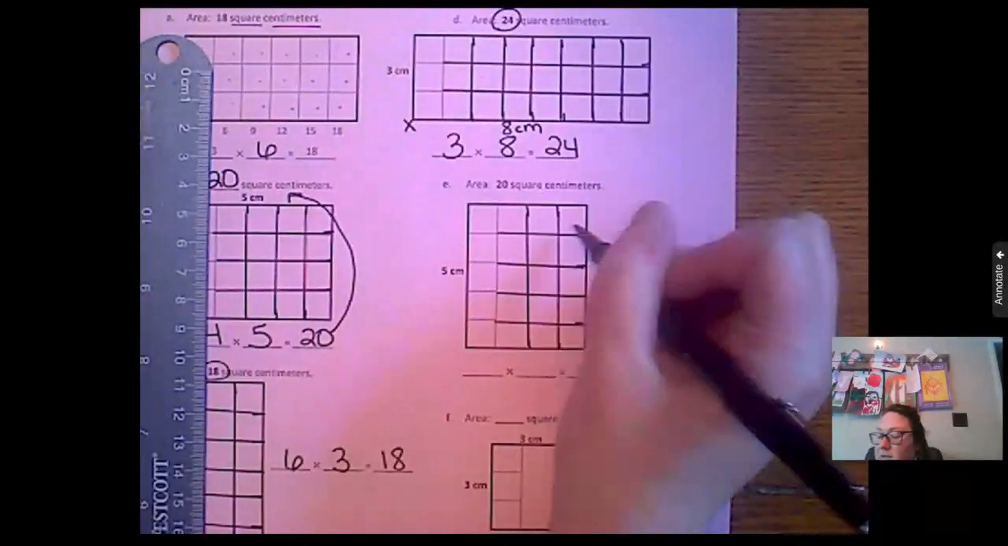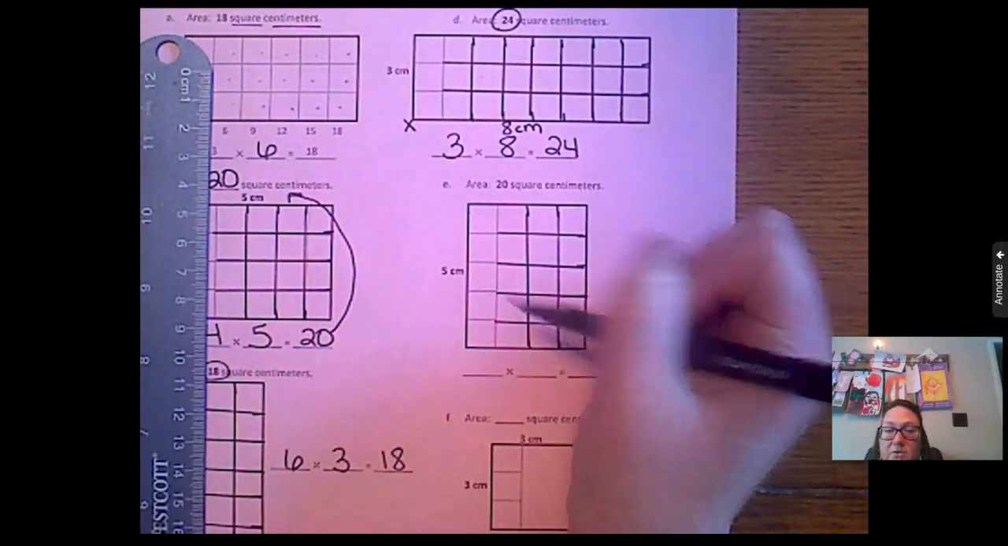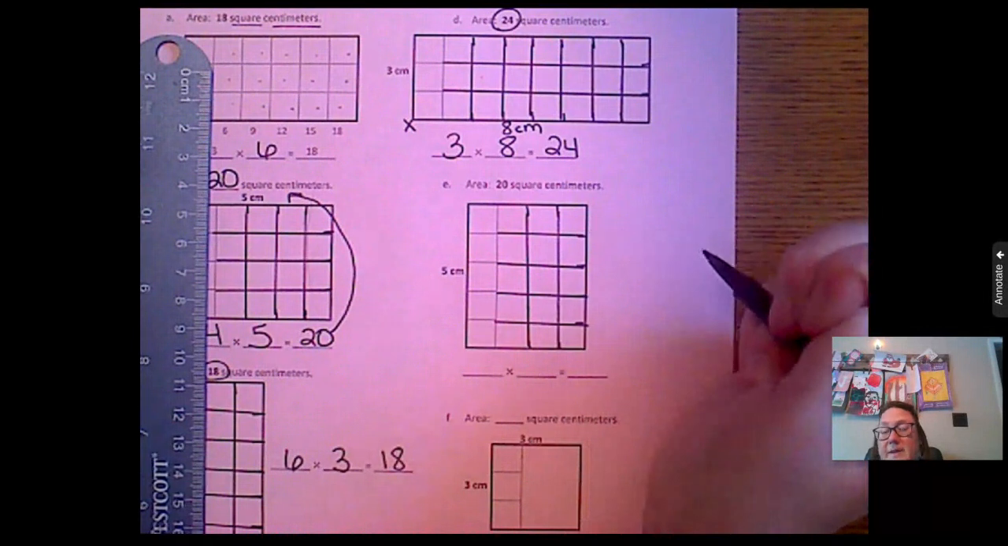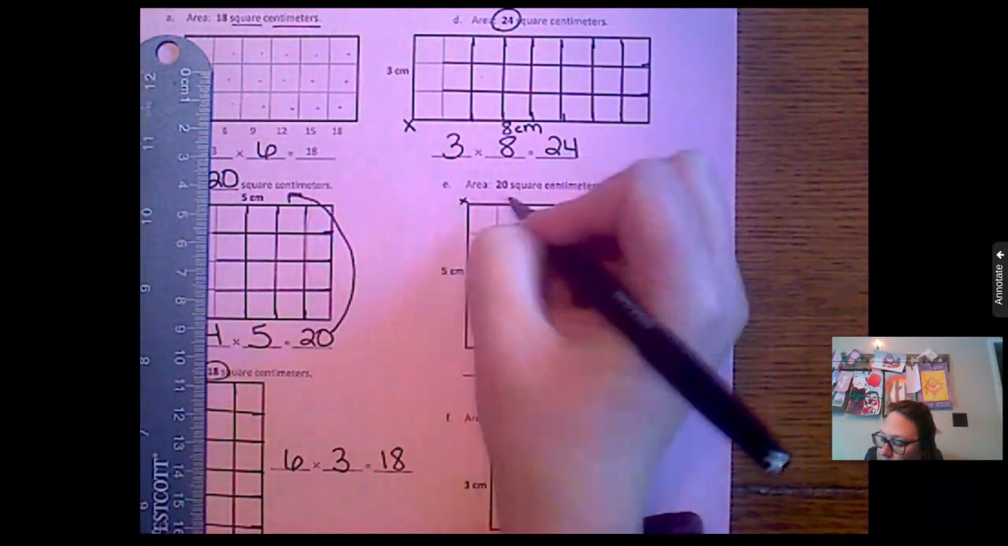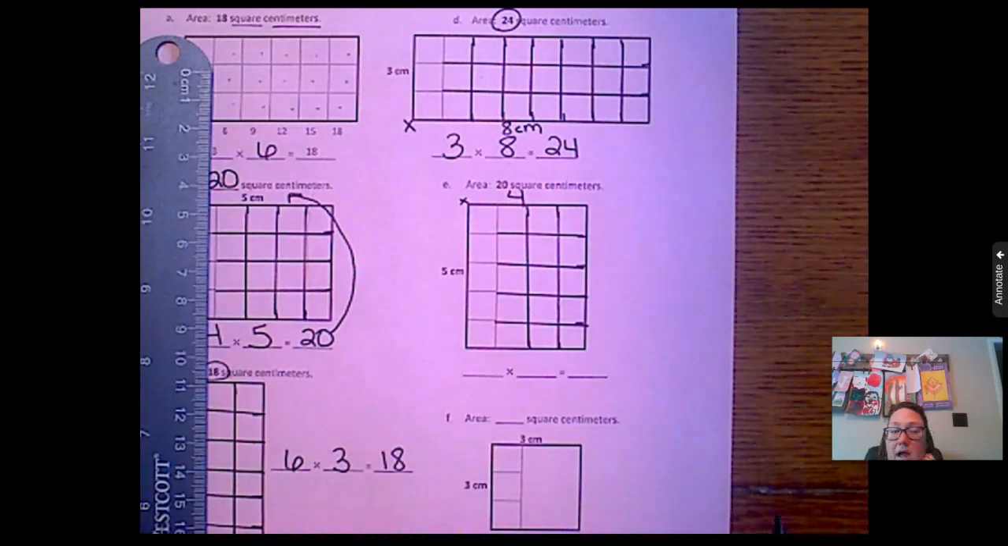There's 1, 2, 3, 4, 5 rows. So they put the 5 right there. And then how many are in each row? 1, 2, 3, 4. 4 in each row. I put my times sign there in the corner. If I put that times sign in the corner, that makes it so much easier for me to bring that multiplication sentence right here. So what is the multiplication sentence that you put right there, guys?